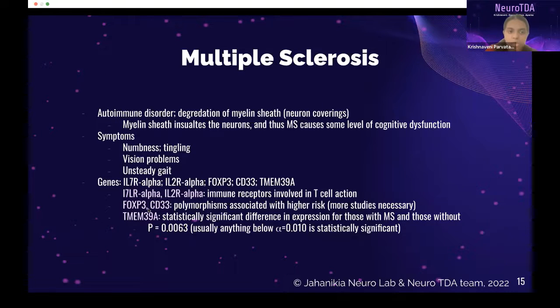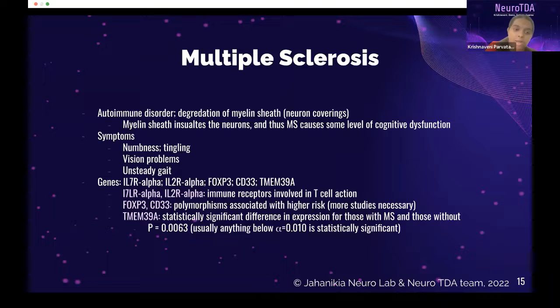Next, we have multiple sclerosis, or MS, and it's an autoimmune disorder where the myelin sheath or neuron coverings degrade, and the myelin sheath insulates the neurons, and thus MS causes some level of cognitive dysfunction. Symptoms of MS include numbness, tingling, vision problems, or an unsteady gait. And there are also multiple genes associated with MS.